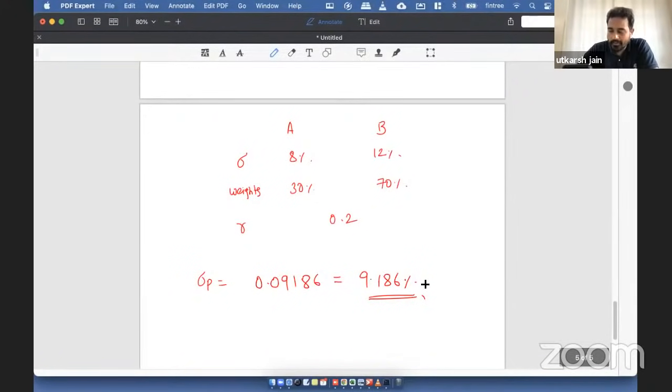0.3 into 0.08 equal to x square STO1. 0.7 into 0.12 equal to x square STO2. 2 into 0.3 into 0.7 into 0.08 into 0.12 into 0.2 equal to STO3. RCL1 plus RCL2 plus RCL3 equal to under root, 9.186 percentage.